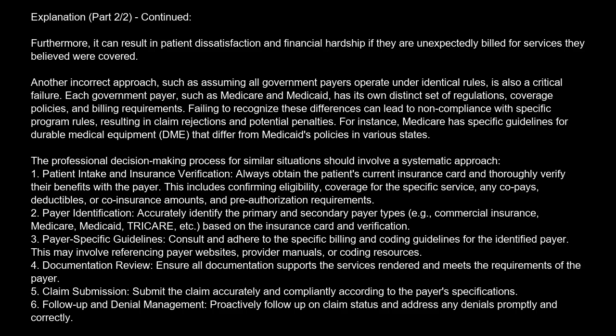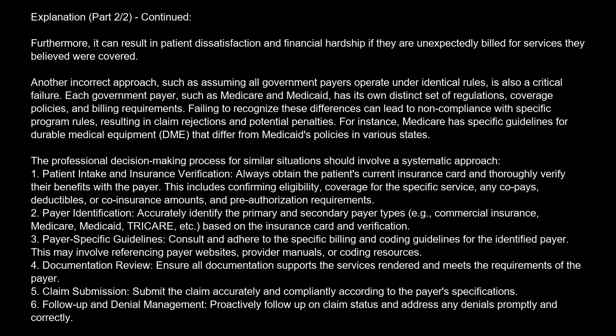Furthermore, it can result in patient dissatisfaction and financial hardship if they are unexpectedly billed for services they believed were covered. Another incorrect approach, such as assuming all government payers operate under identical rules, is also a critical failure. Each government payer, such as Medicare and Medicaid, has its own distinct set of regulations, coverage policies, and billing requirements. Failing to recognize these differences can lead to non-compliance with specific program rules, resulting in claim rejections and potential penalties. For instance, Medicare has specific guidelines for durable medical equipment, DME, that differ from Medicaid's policies in various states.